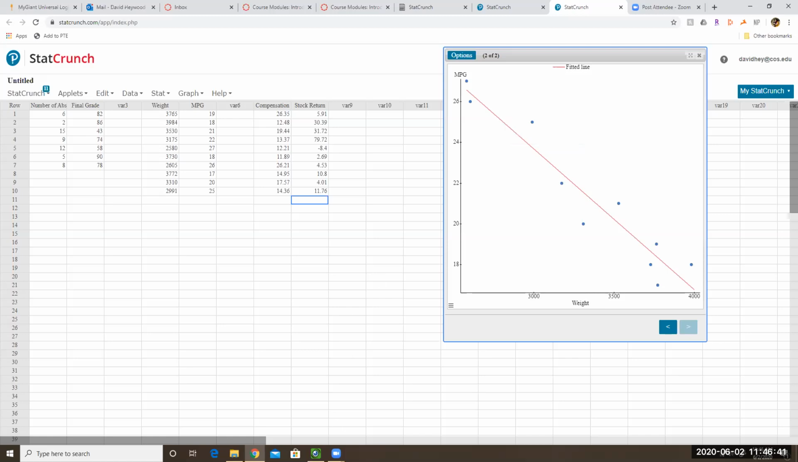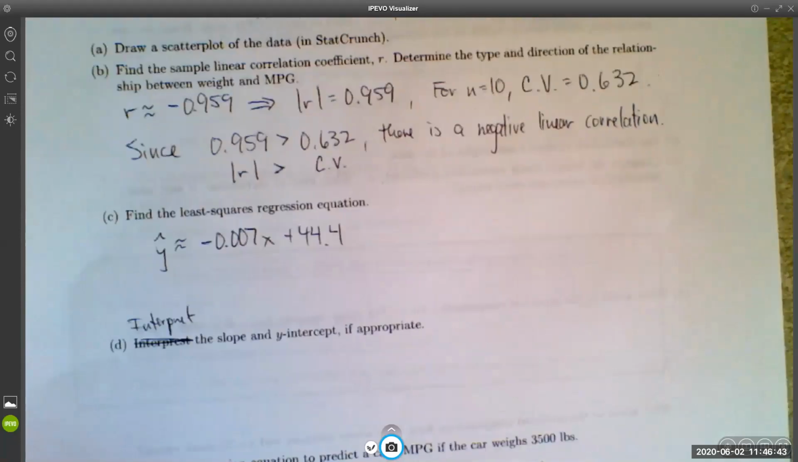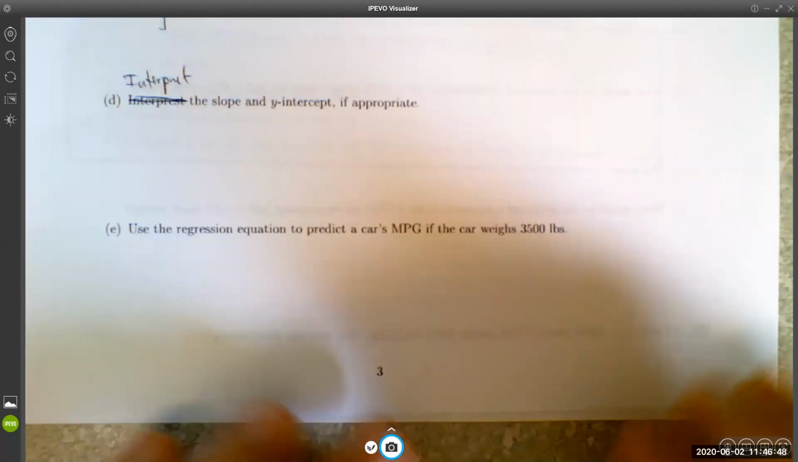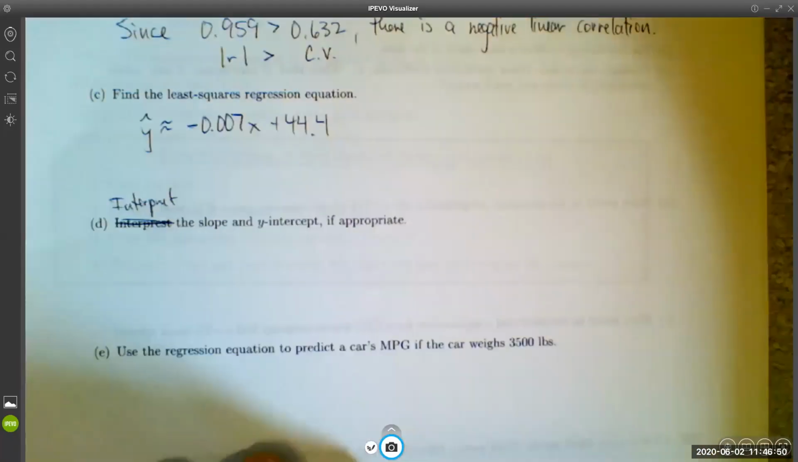Okay, so that's what I've written down there. Now part D says, interpret the slope and y-intercept if appropriate.